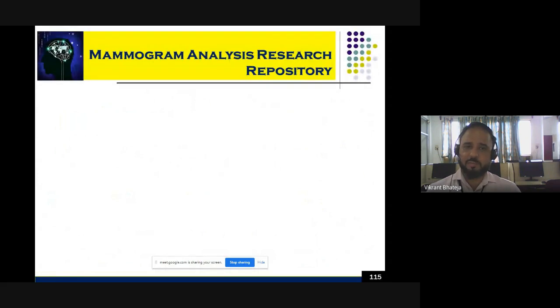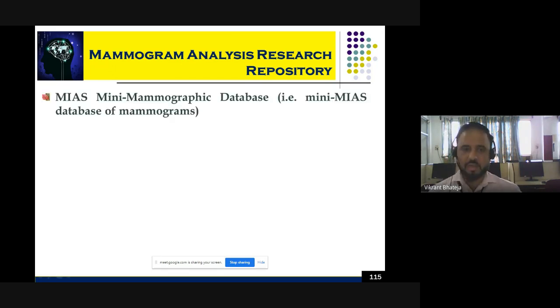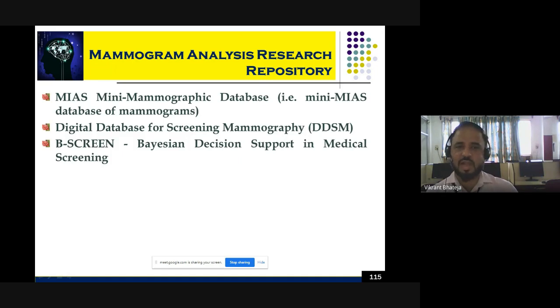Coming to the result part, we'll be applying these nonlinear polynomial filters on the mammograms, then seeing the results and adjudging the quality with the help of CII, PSNR, and ASNR. Whatever images I have taken in these demonstrations are from two common databases, that is the Mammographic Image Analysis Society database and the Digital Database for Screening Mammography. These are two very old but very common benchmarking databases. Another one is the B-Screen database, that is Bayesian Decision Support in Medical Screening.